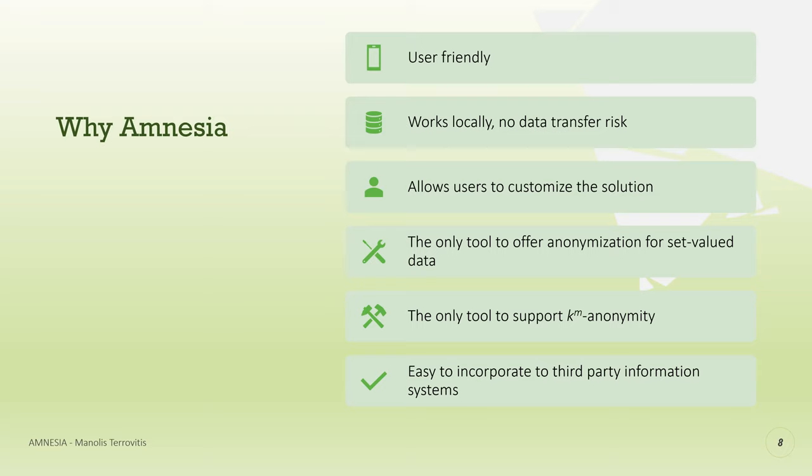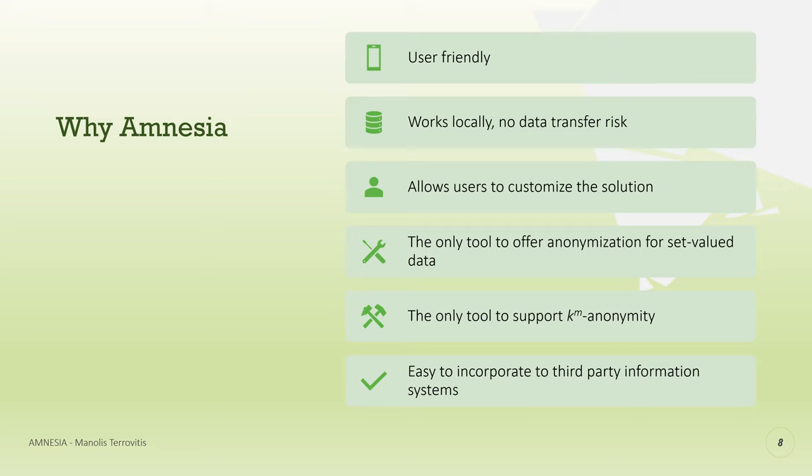Amnesia works locally. We do have an online version that you can use for demo and training purposes, but we have some limitations on the data files it accepts. And also, it's not a safe scenario to use an online service to anonymize your data. But we also have available the application, which you can download to your local premises and anonymize the data locally. It gives a lot of power to the users to customize the solution and decide which information loss should be chosen. There are many ways to lose information to make the data anonymous. You can put different weights on different attributes of your records, so the data are optimally anonymized for your analytics.